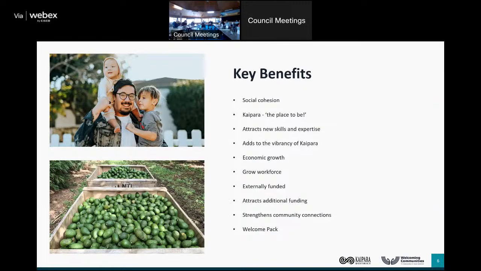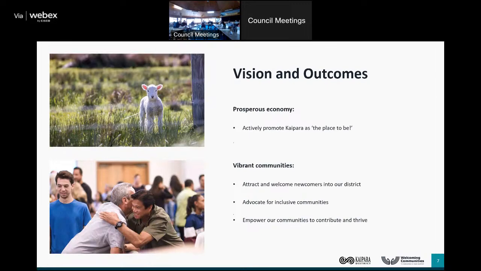In the interest of time, I'm not going to read all of these out to you, but these are some of the key benefits that I will be highlighting when I speak with the wider community and other groups. So for the council, it's such a positive project. It's externally funded, it strengthens community connections right throughout the district. And as councillors, it gives you an opportunity to connect with people new to your area through the different community-led initiatives and events that will happen across the district.